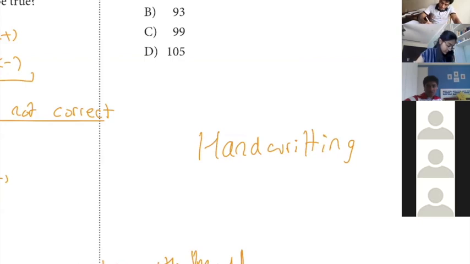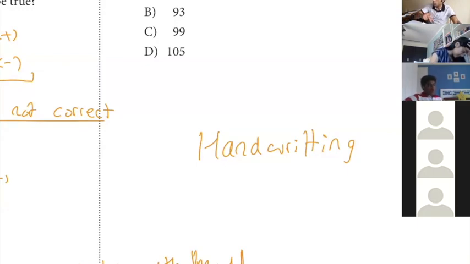Like I used to write my 4s like this, and then I would think that this is a 7. I would write a 7 like this, and then I would think it's 1. They all look the same, so don't do that. Cool. That is that.